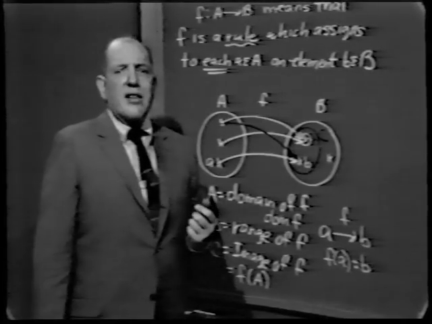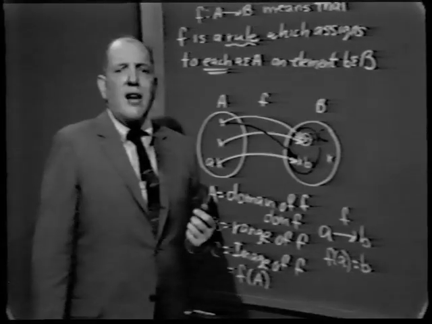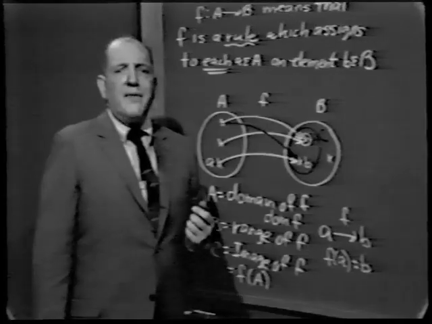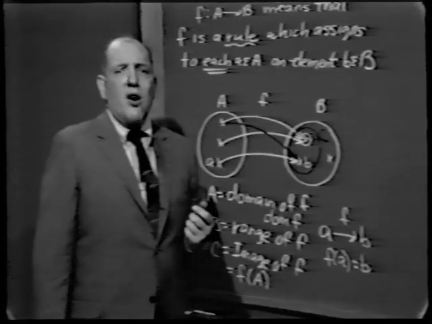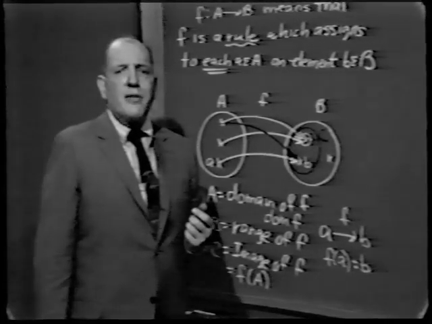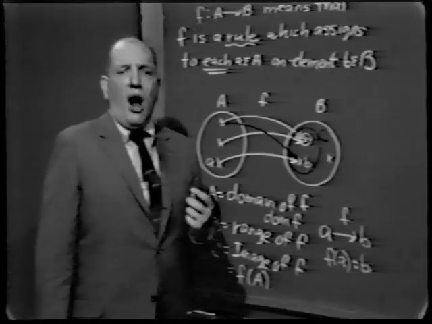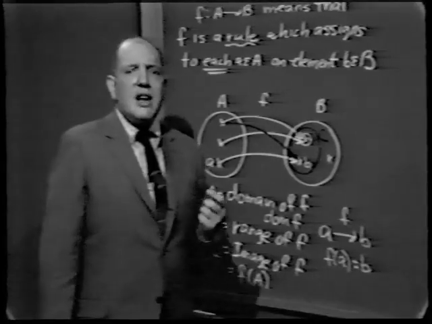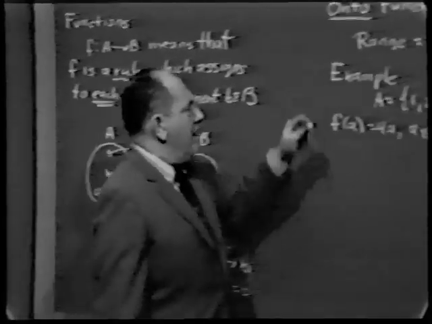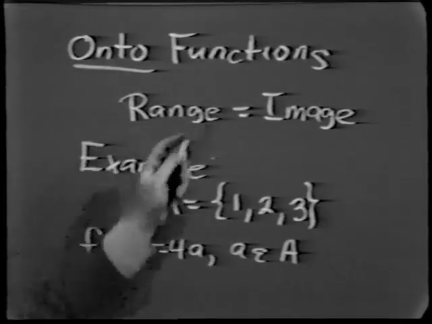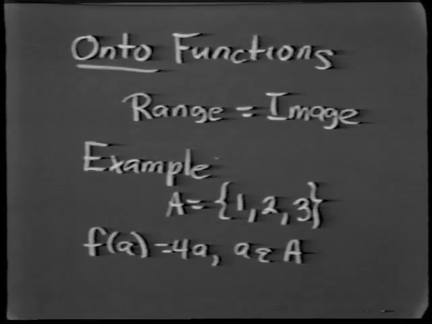Now, in many places, including our text, there is no distinction made between the image and the range. And the reason for this is that in many situations, the image and the range turn out to be quite the same thing. In fact, if they do turn out to be the same thing, we call that a rather special type of function. Namely, the function from A to B is said to be onto if its image equals its range. Now again, in terms of words, that doesn't say very much. The image equals the range. What does that mean, image equals the range? Perhaps the best way to see this is by means of an example.